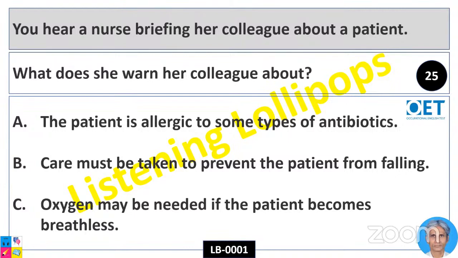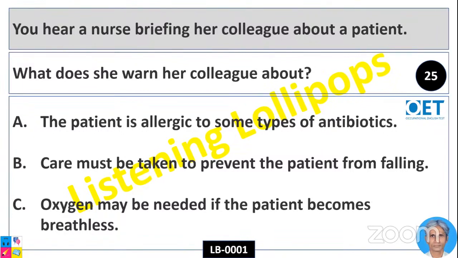So let us see the question very carefully here. We have to study the question before. Listening is easy, but studying is very difficult. So you have to focus on this study particularly.